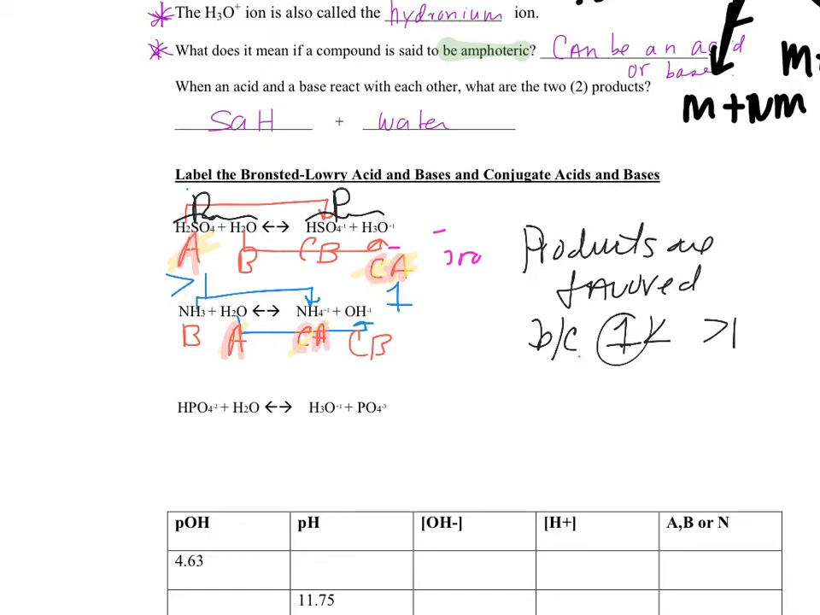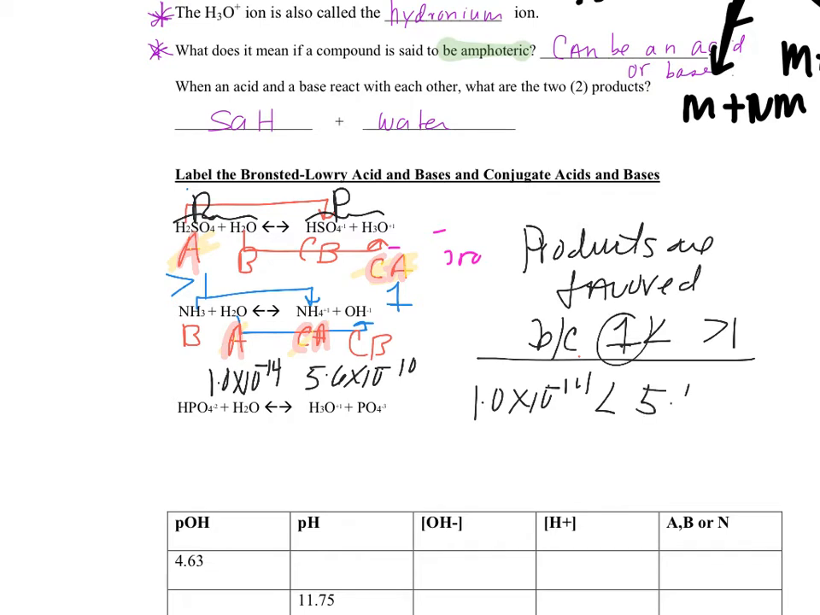I'm going to go to the table and I'm going to get a value for water of 1.0 times 10 to the minus 14. And I'm going to get a value for ammonium ion of 5.6 times 10 to the minus 10 from that same chart. And I can see that 1.0 times 10 to the minus 14 is less than 5.6 times 10 to the minus 10. So in this problem, it is the reactants that are favored.